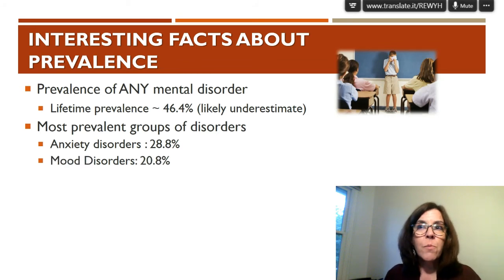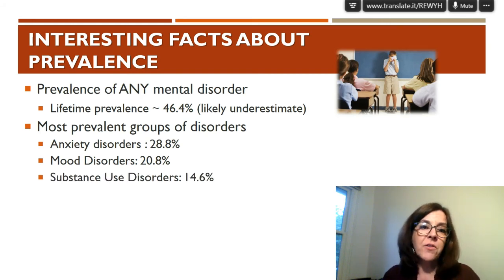Now, compare that with mood disorders. With mood disorders, we have 20.8%, a little bit less than anxiety disorders. Mood disorders include things like major depressive disorder and bipolar disorder. Third, we have substance use disorders, which come in a distant third in terms of a group of disorders affecting people. A little less than 1 in 6 people will be diagnosed in their lifetime with a substance use disorder. Again, substance use disorders could include a lot of different types of disorders within that category.